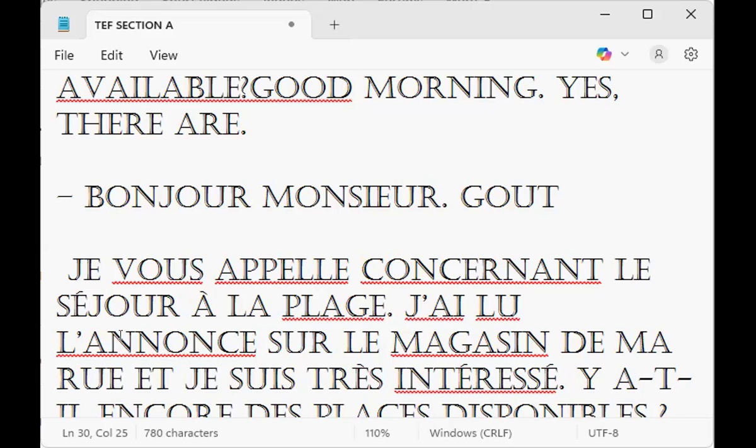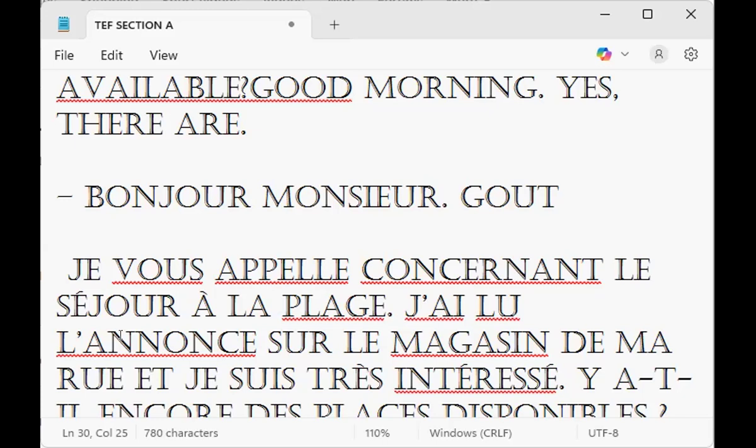These are opening lines. Je vous appelle. I'm calling you. Concernant, c'est quoi? About. Je vous appelle concernant. Répétez après moi. Le séjour à la plage. À la plage, the stay at the beach.